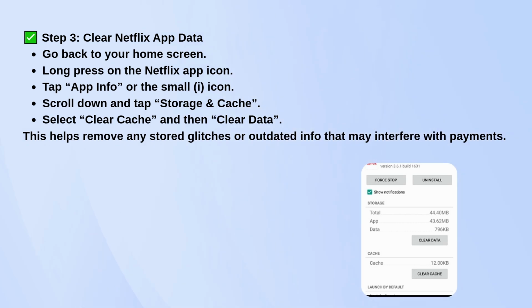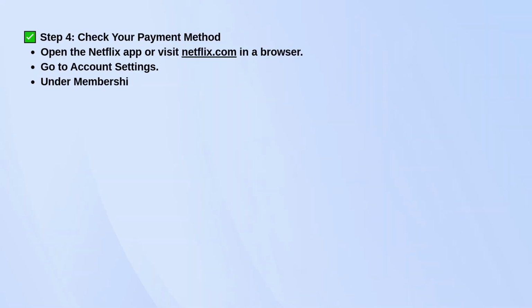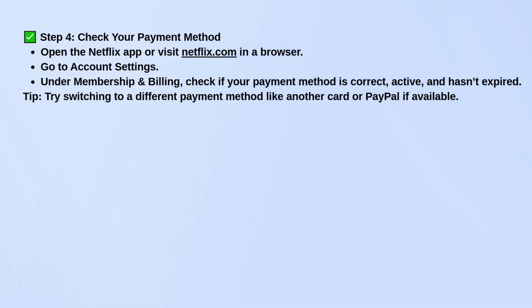After that, go into your Netflix account, either in the app or on a browser. Head to your account settings and look under Membership and Billing. Make sure your payment method is still valid and hasn't expired. If there's a problem, try adding a different card or switching to something like PayPal.